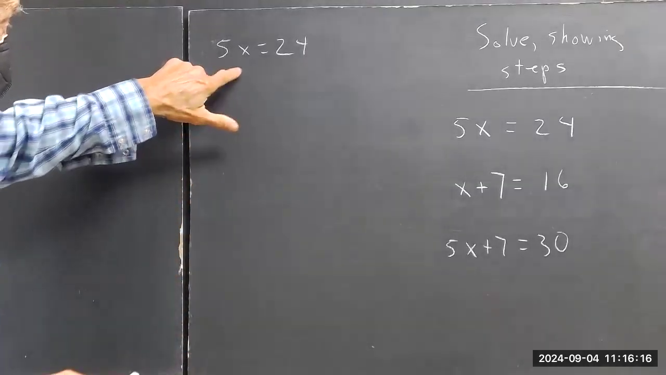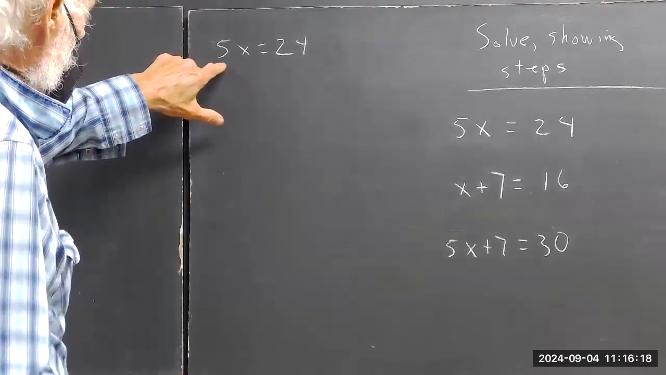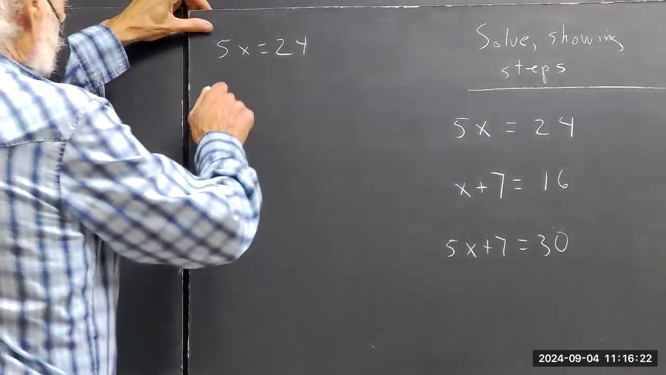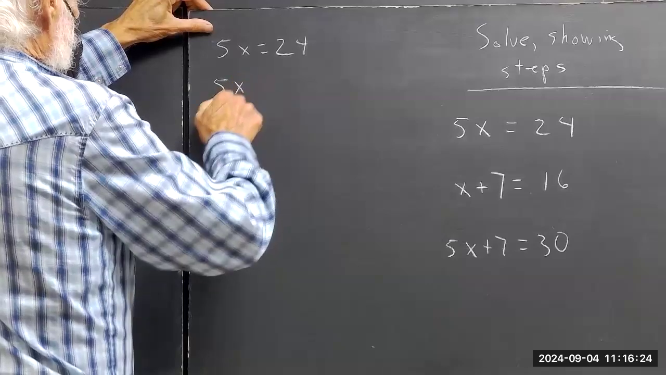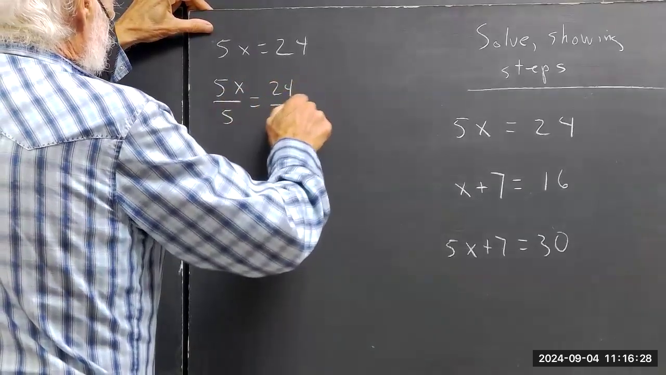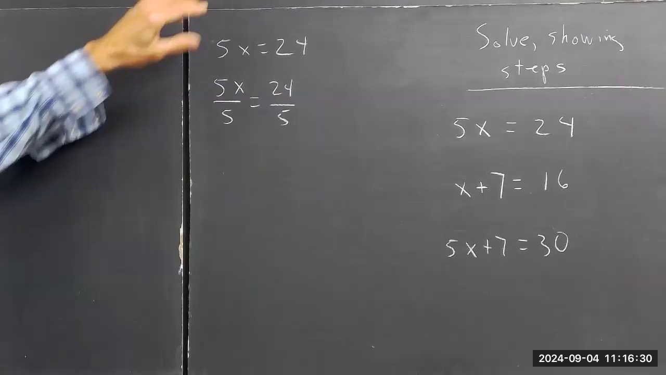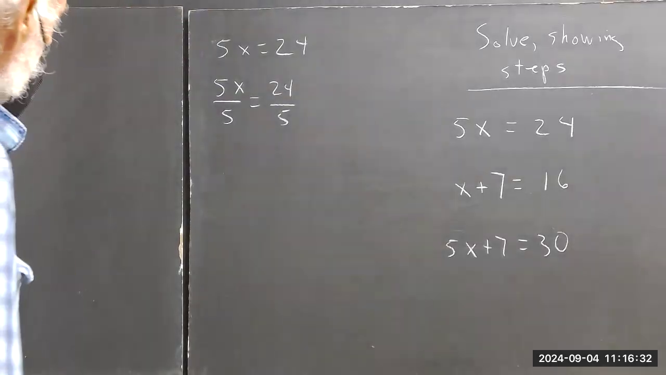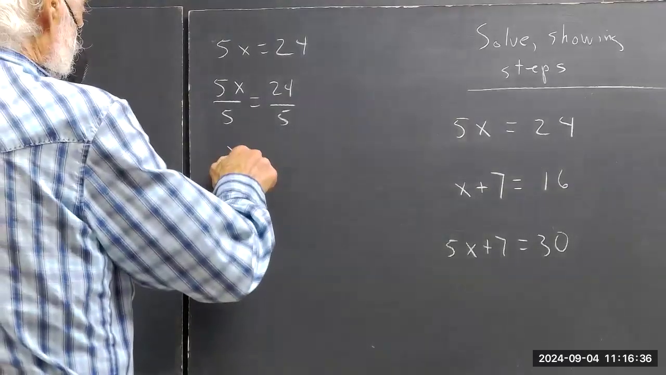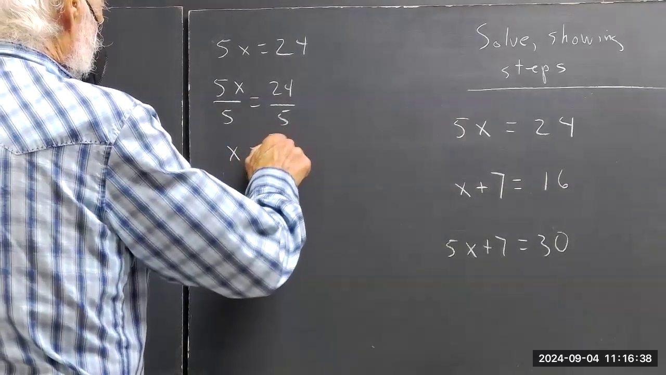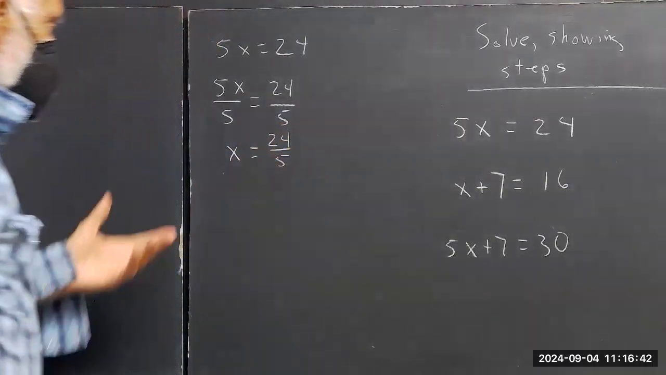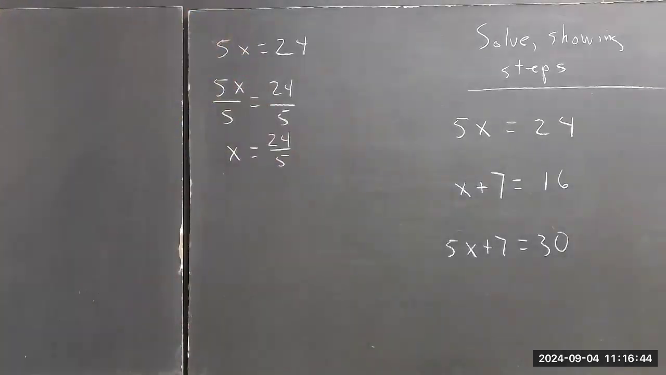Okay, so we can undo this multiplication by division. We have 5x over 5 equals 24 over 5. And the 5 divides the 5, leaving us x equals 24 fifths. I think everybody went ahead and said, okay, that's 4 4/5.